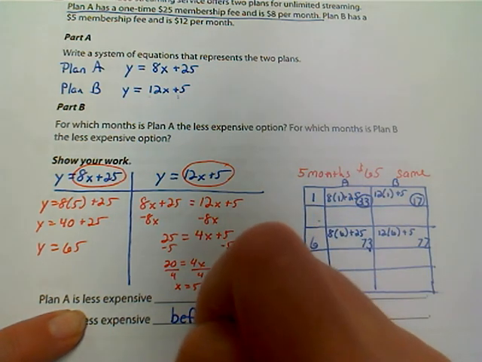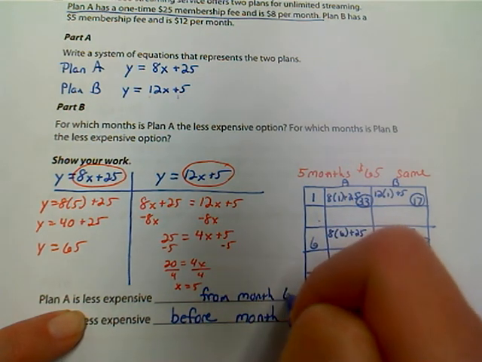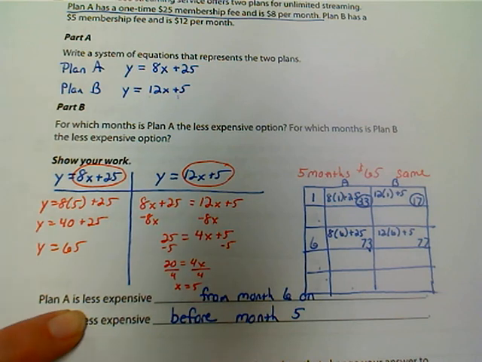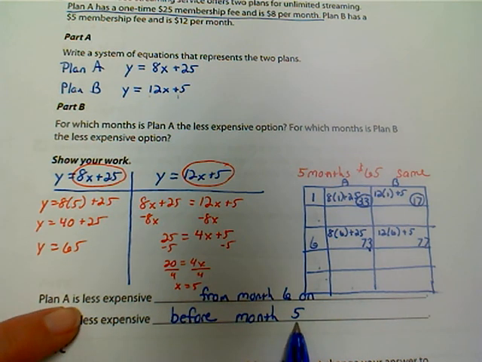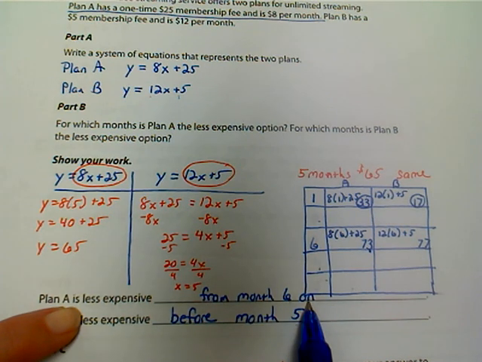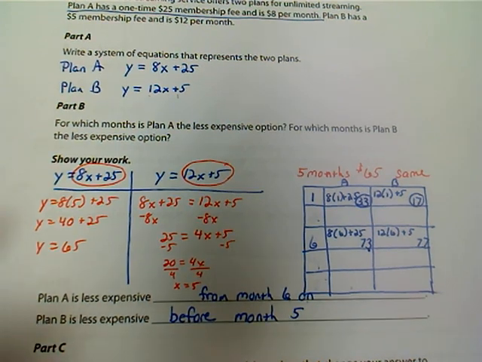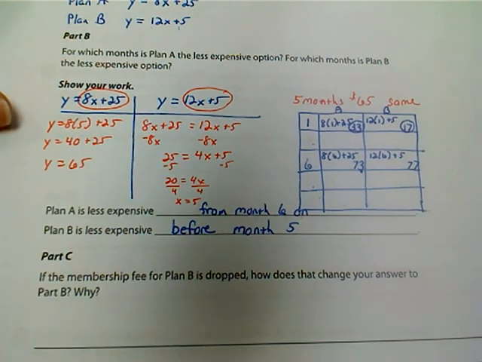So we're going to say from month 6 on, Plan A is less expensive. So for the first, before month 5, Plan B is less expensive. After month 5, month 6 and on, Plan A is less expensive. Now remember, at month 5, they're the same. They're exactly the same. Part C, if the membership fee for Plan B is dropped.